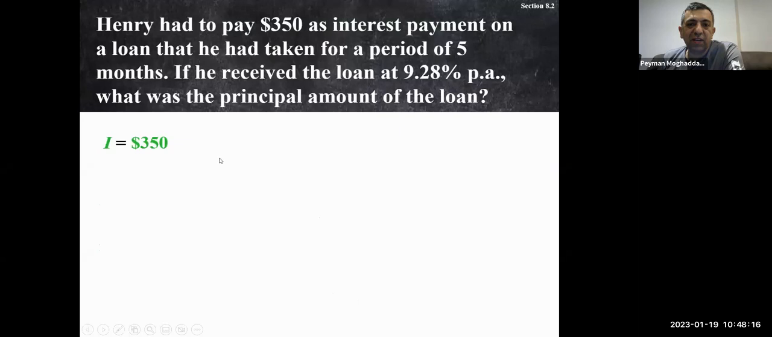All right, so let's solve an example for this. Henry had to pay $350 as interest payment on a loan that he had taken for a period of 5 months. If he received the loan at 9.28% per annum, what was the principal amount of the loan? So right now we have the interest, we have R, we have T, and we have I, but we don't have P. So what's P? I equals PRT, so P equals I divided by RT, right?